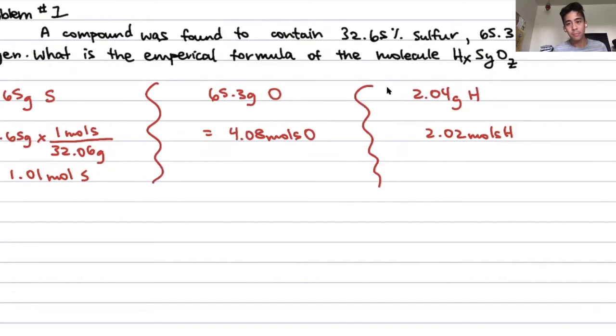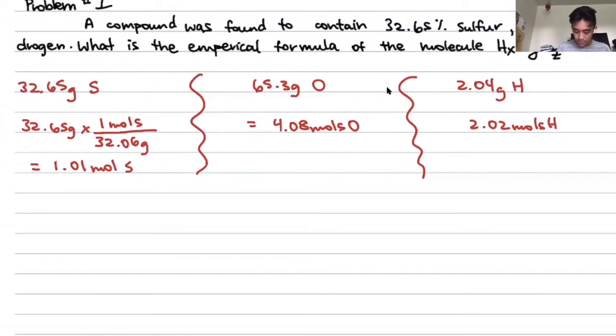And what I'm going to do now is check that each one of my moles is close to a whole number. So for sulfur, 1.01 is pretty much just 1, right? 4.08 is really close to 4. 2.02 is pretty close to 2, right?